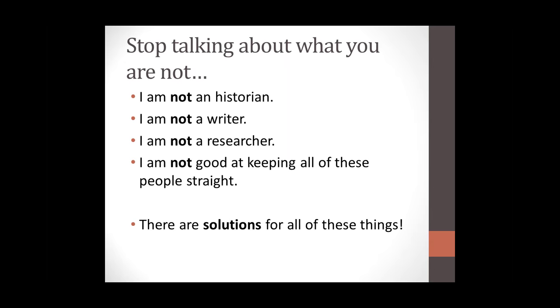And if you're not good at keeping all those people straight, particularly if your family is like most of ours, where there are lots of John Reeds, lots of William Reeds in the family line, there are tools that you can use to keep track of which person is which. Some of those are online tools, but some of them are also paper pencil tools. So we'll talk about those.